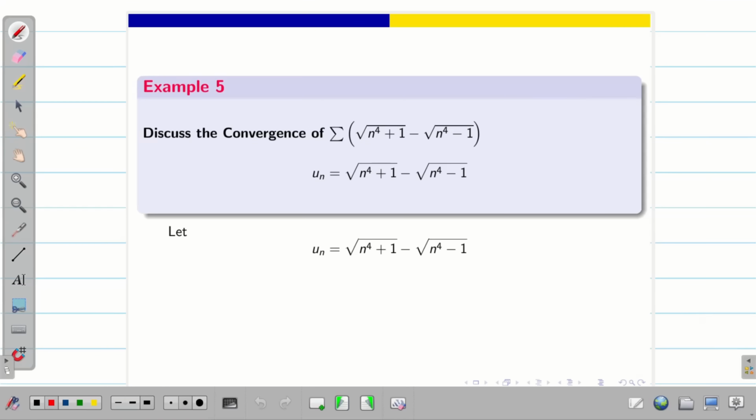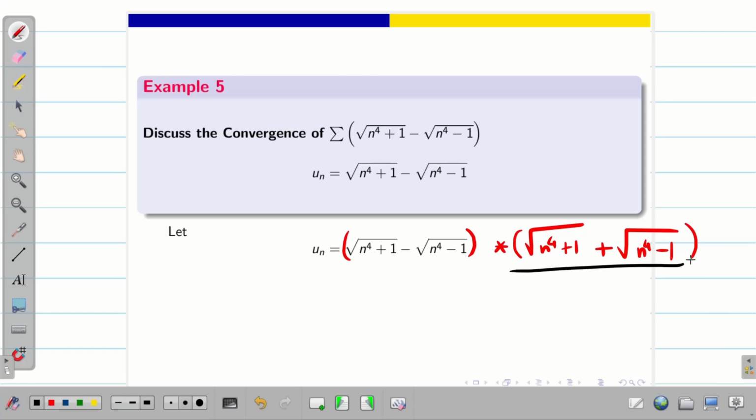Now let us consider the given problem. The nth term is un. To avoid this n square in the numerator, I am going to multiply and divide by the conjugate, that is square root of n power 4 plus 1 plus square root of n power 4 minus 1, and I am going to divide by the same.